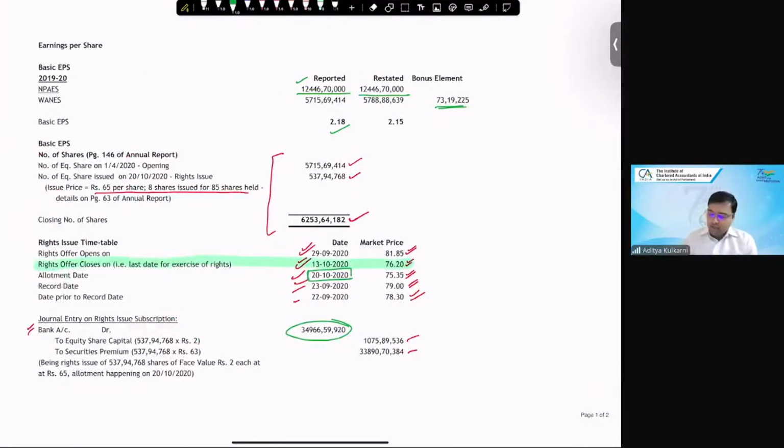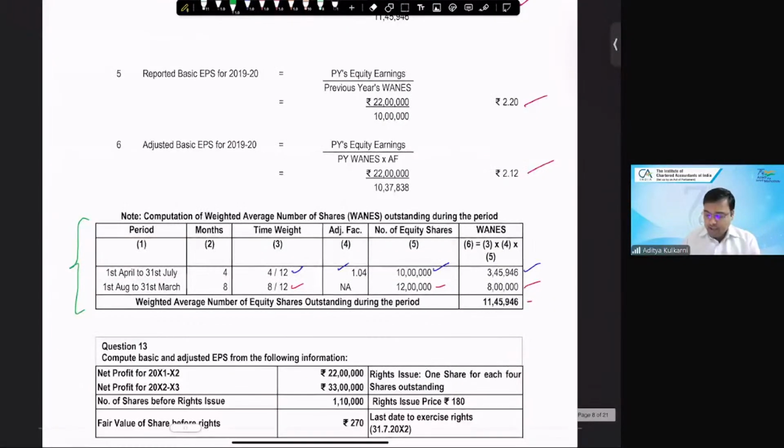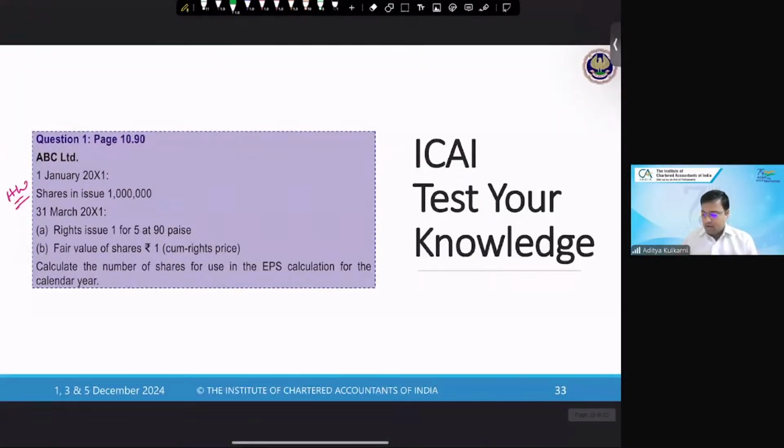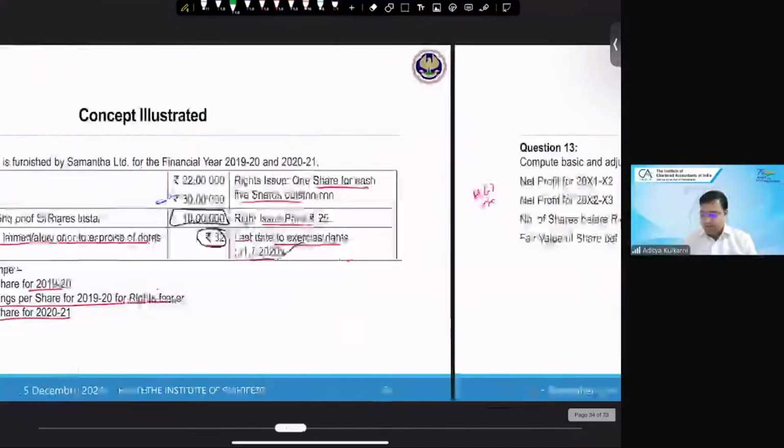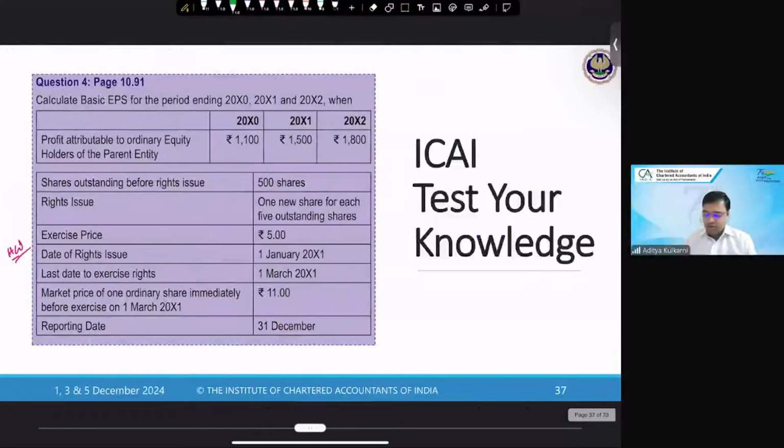So with that, I think we have completed in the most exhaustive way our bonus as well as rights issue. Anybody has any doubts here?